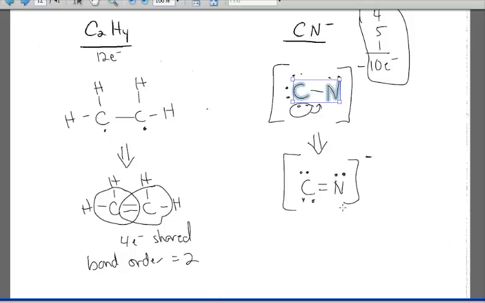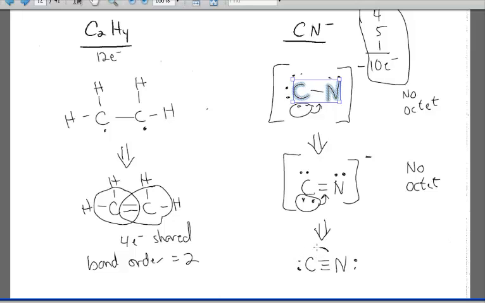All right, are there octets? No, still no octet. Okay, we had no octet here. We still have no octet here. So we need to share more. We're now going to take these electrons and put them in the center and make a triple bond. And then we'll put the dots on the outside just for symmetry.